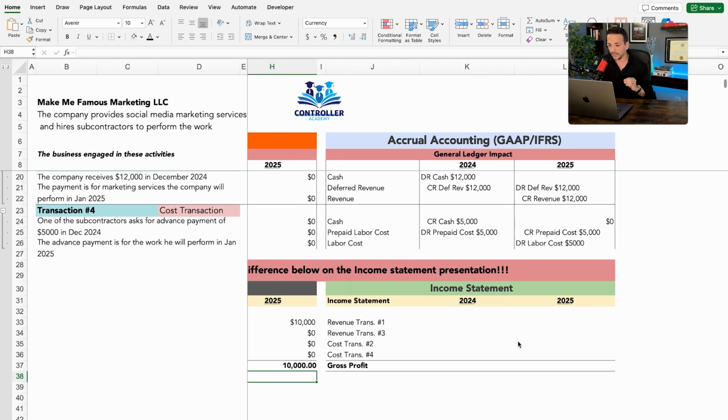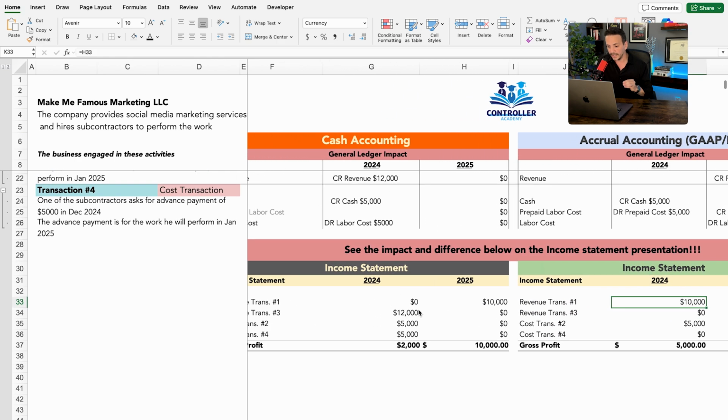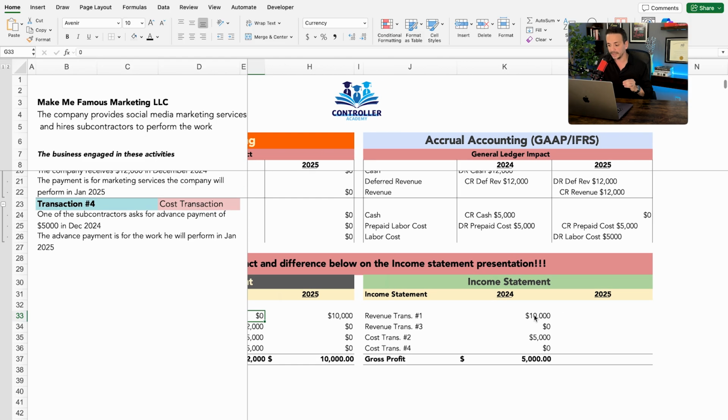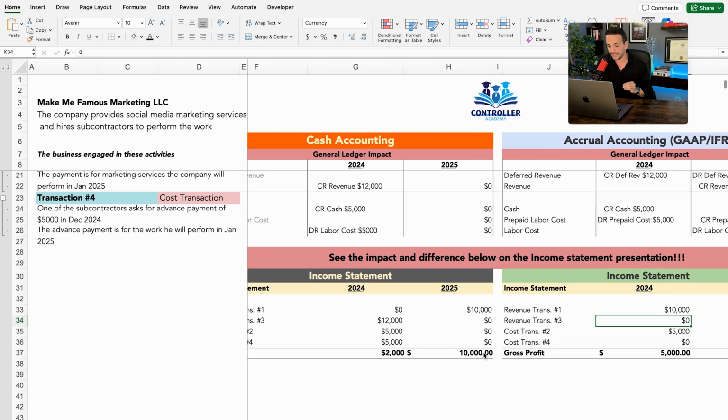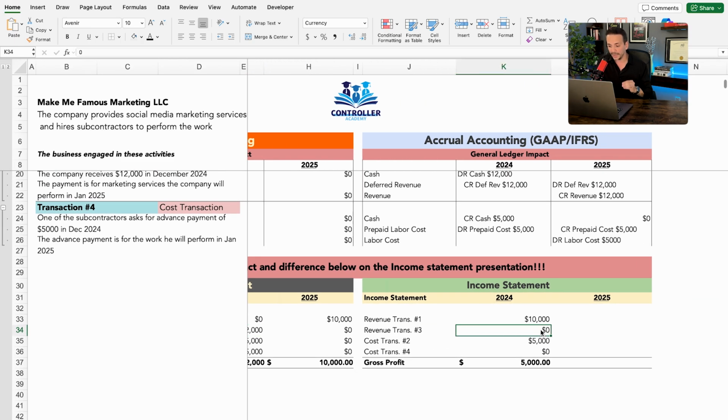Let's move over to the accrual accounting method and see how it got recorded in both years. In 2024, under accrual accounting, the first transaction called for $10,000 being recorded as revenue. If you remember, in the cash accounting, we recorded 0 from transaction number 1 in 2024, but now we correctly recorded it in 2024 under revenue. The second transaction, we captured $12,000 in cash accounting. However, here we correctly say this revenue doesn't belong in 2024, but rather if we look at 2025, we'll see that it gets recorded in 2025.